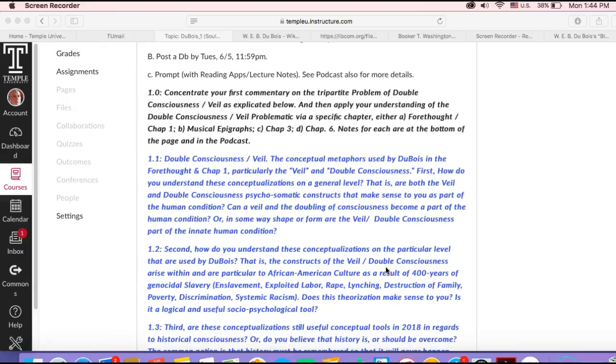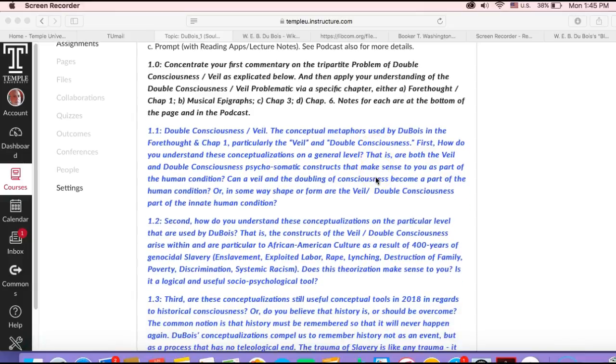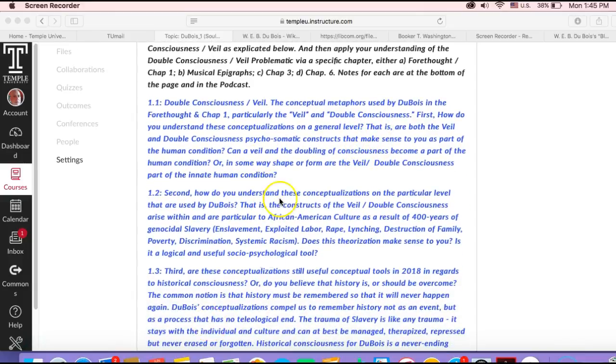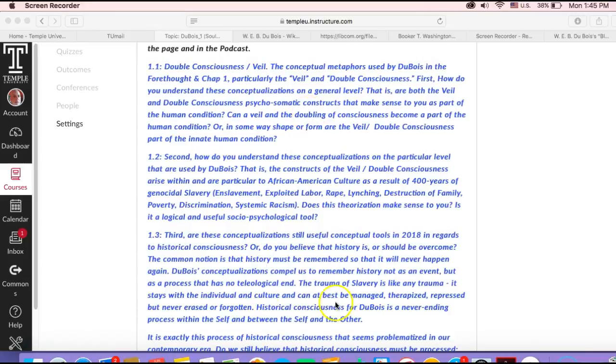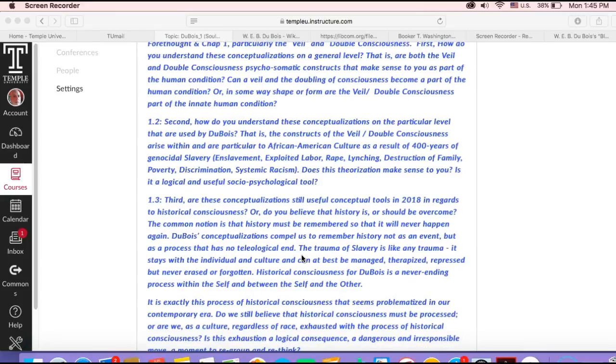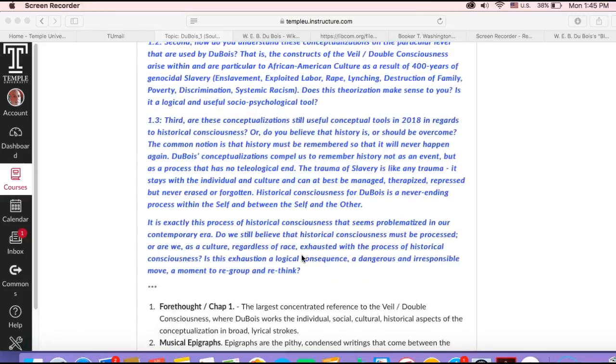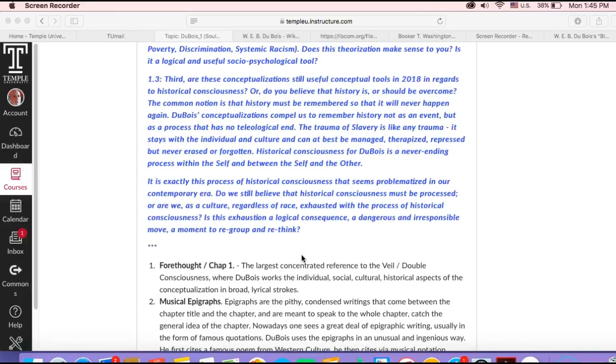But again, the idea is that you want to really try to get a handle on this problem, this idea of double consciousness and the veil, right? So I've given you a few things to think about here. So 1.1 to 1.3 in the blue here, this is the prompt, okay? So trying to get you to think about double consciousness on a general level, on a particular level, right? And also on a contemporary level.